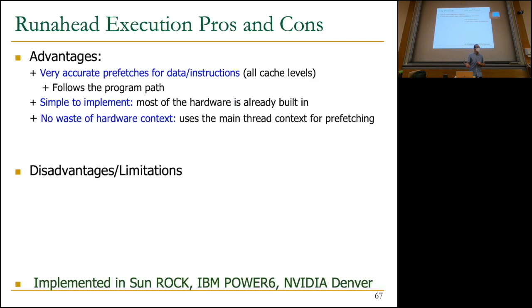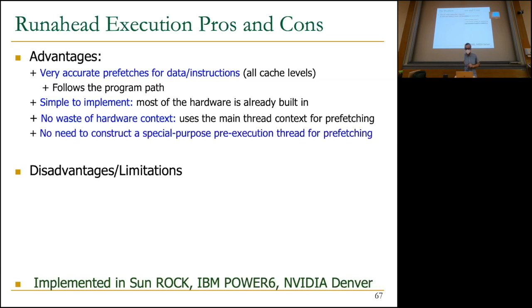There's no waste of hardware context, meaning you're not executing this program somewhere else. You're executing it on the place that you're going to execute in the future, and you were executing in the past. And this actually helps utilization of the hardware resources. And also, as I said, there's no need to construct a special purpose pre-execution thread for prefetching if you're comparing to those approaches. But of course, like with any idea that you have seen in the course of this course, there are disadvantages and limitations.